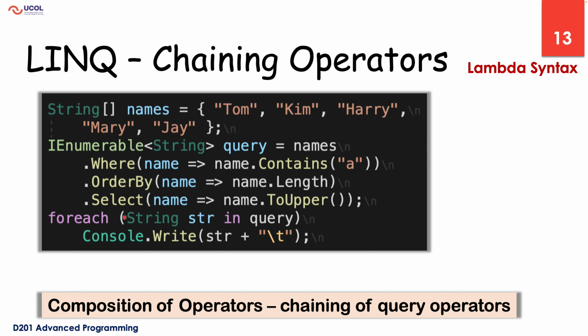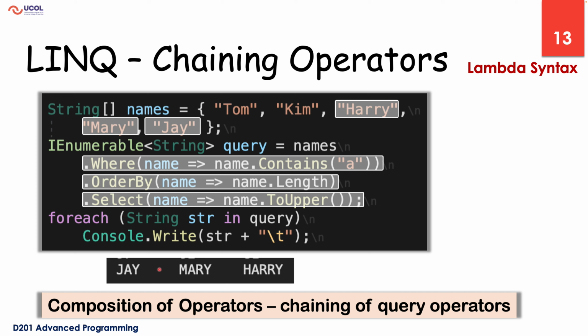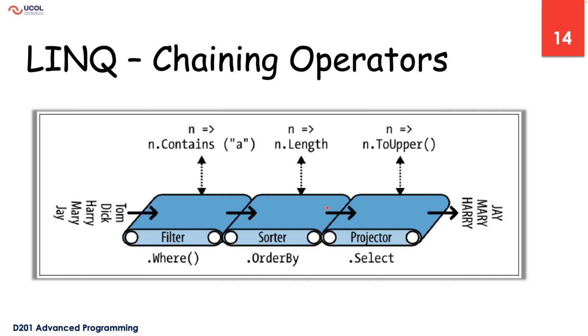And then when we print them on the screen, that will give me J, Mary, and Harry. First of all, we apply this specific thing, the where clause, where we select these three names because they contain the A. Then we order them based on the length of their string, so J, Mary, and Harry, and then we convert to uppercase letters. So this is how things are working.